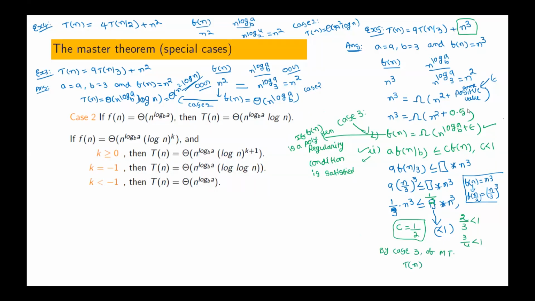Theta n dot a base b into log n. What is T of n by case 3 of the master theorem? What is T of n? By case 3, what is the answer? Case 3 of the master theorem: T of n is theta of f of n. No? What is f of n here?